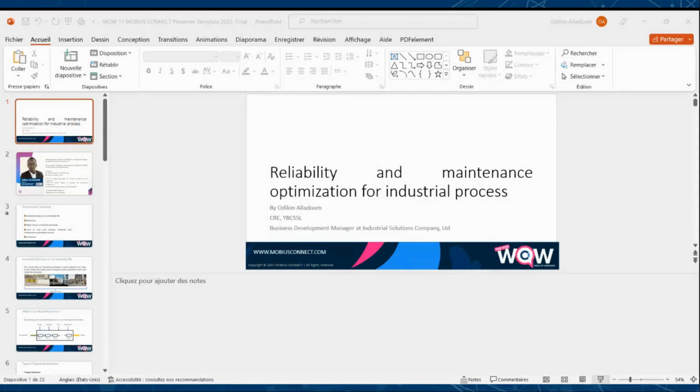So the presentation is outlined as follows. First, industrial process in our everyday life. Secondly, some definitions, and we will see some major issues in industrial processes. And we will also see how to define your process reliability and maintenance optimization issues, and we will conclude.